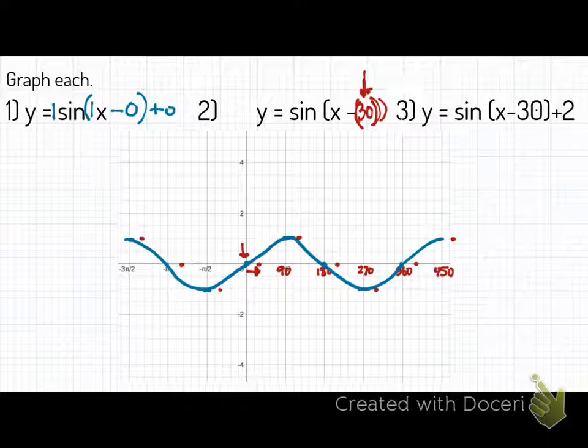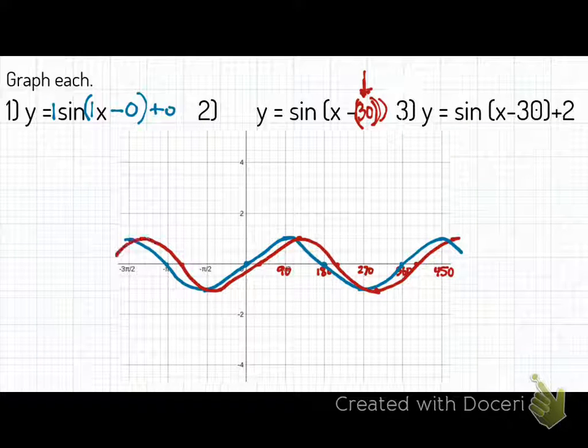And then I'm just going to draw my curve. So notice that my number 2, I put it in red so that you could see the translation of the whole graph. From the blue to the red, it just shifted over 30 degrees. Okay? That's how you graph number 2. Any questions on number 2?